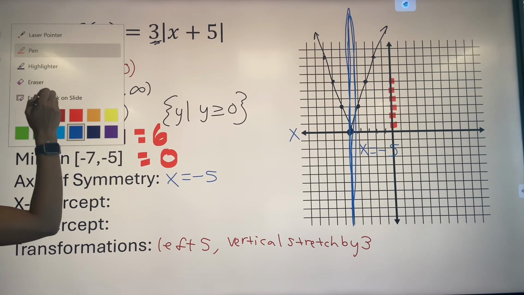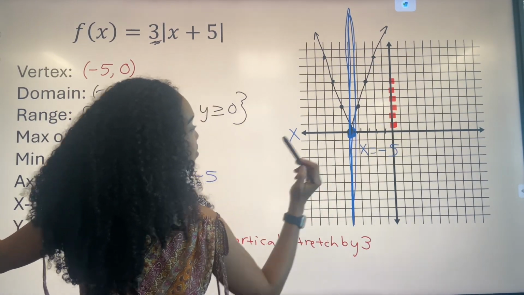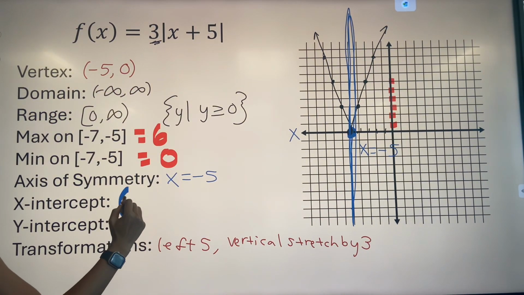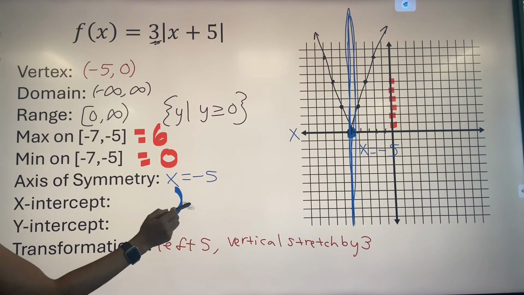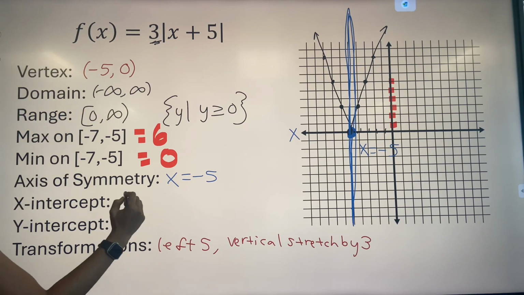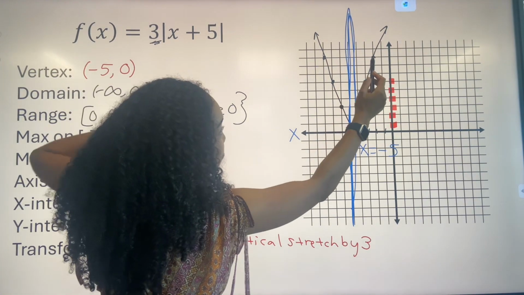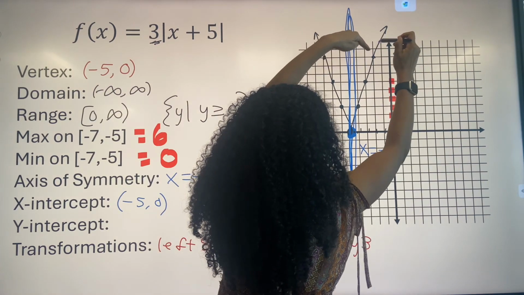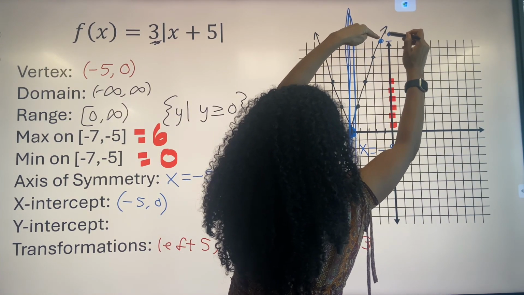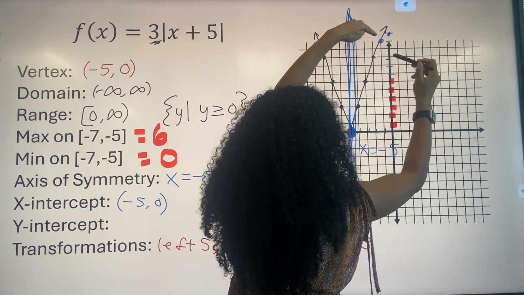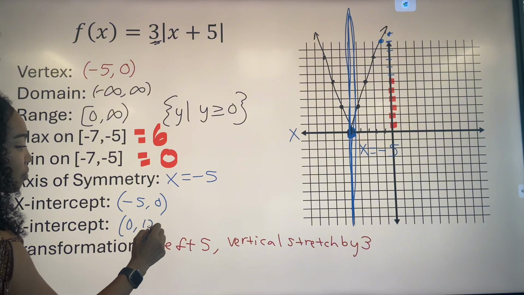X-intercept. Your x-intercept is right here. And that happens to be the vertex as well. So that's -5, 0. And your y-intercept is where it crosses the y-axis. It's kind of off of the page, but we can kind of guess if we kept going. It'll be here, and then next it'll be here. So that's 6, 7, 8, 9, 10, 11, 12. So that's at 0, 12.